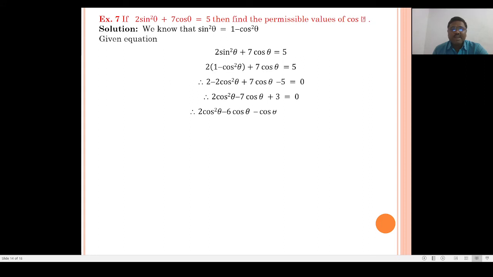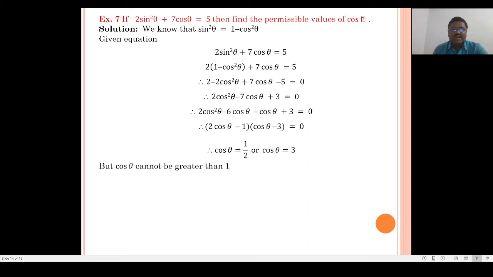And then find the factors. Then we get 2 cos theta minus 1 and cos theta plus 3. So we get two values: cos theta equals 1 by 2, or cos theta equals 3. But we know that cos theta cannot be greater than 1. So the value of cos theta is 1 by 2, and it is a permissible value of cos theta.